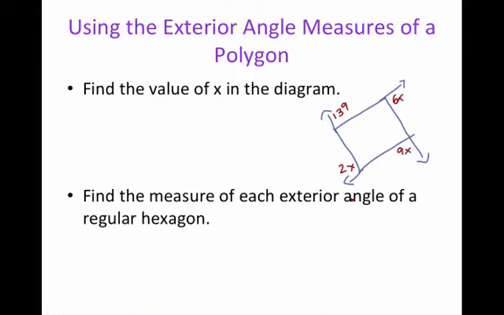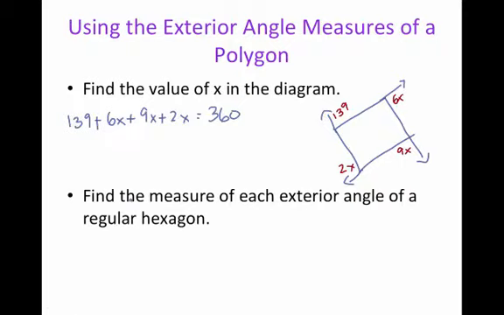Okay, so say I wanted to find the value of x in this diagram. I have a quadrilateral, and I've extended each side, so I have 4 exterior angles. Well, it doesn't even matter that it's a quadrilateral. All the exterior angles of a convex polygon always add up to be 360. So I take all of those angles and set it equal to 360, and then I'm just going to do some algebra to solve for x.